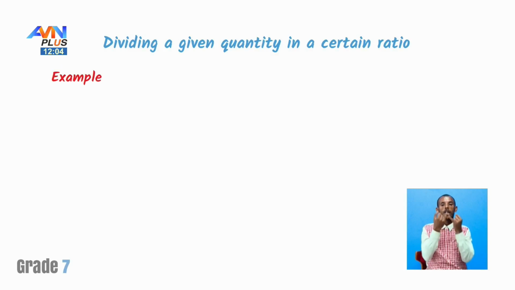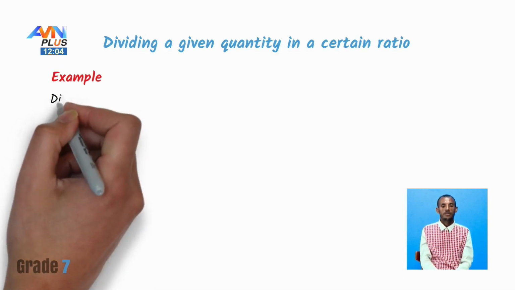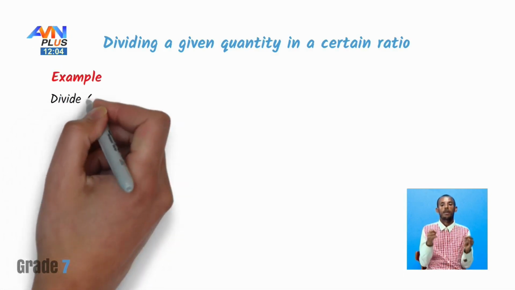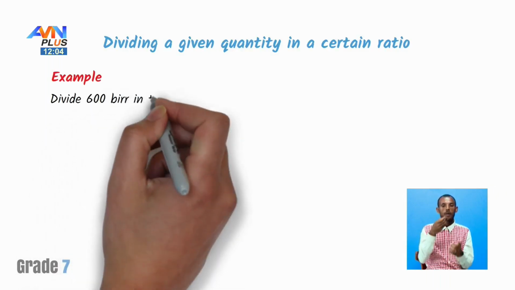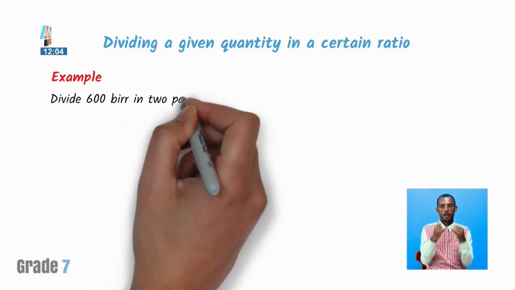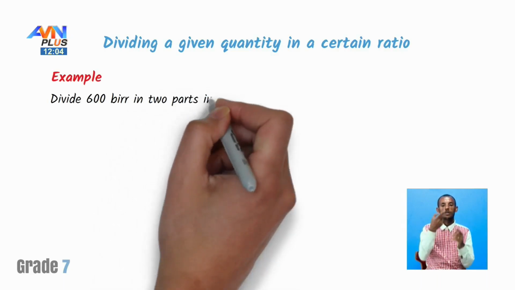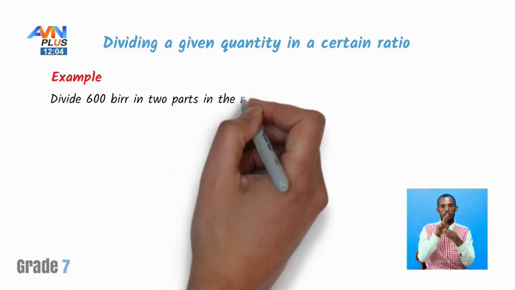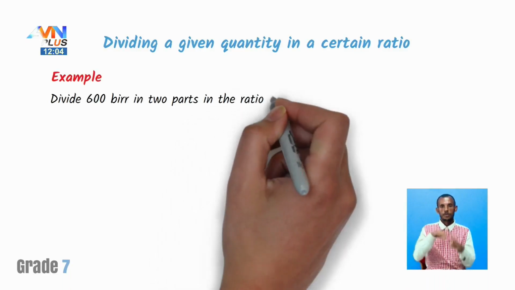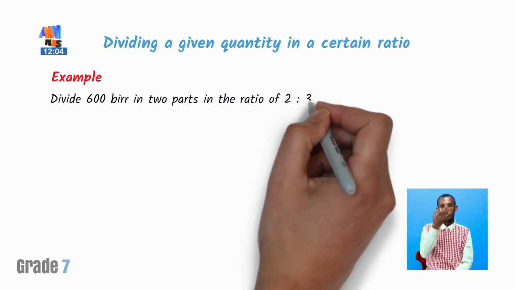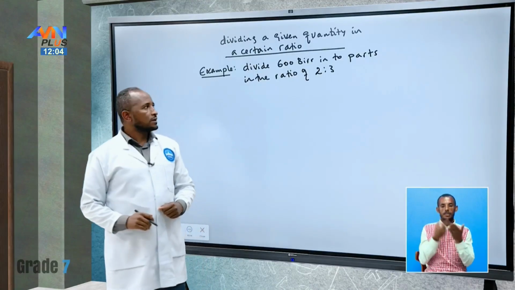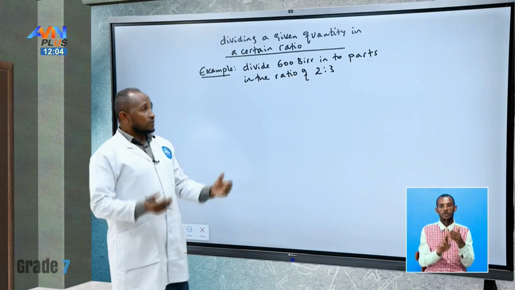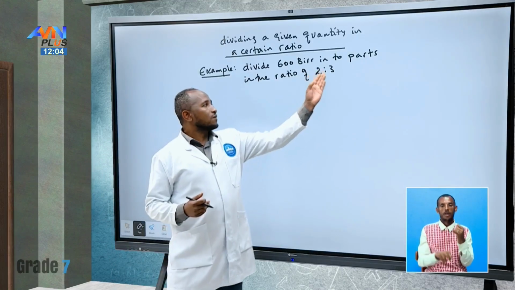Divide 600 in two parts in the ratio of 2:3. So I have to divide this into parts in this ratio. So here, the ratio of the quantities, in its simplest form, is 2:3.